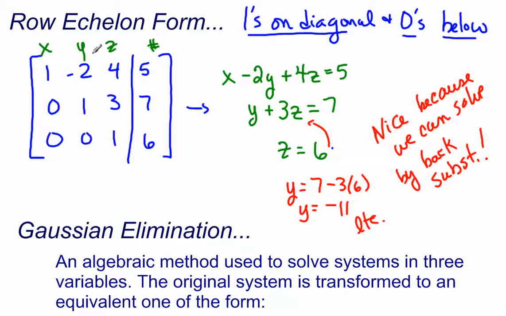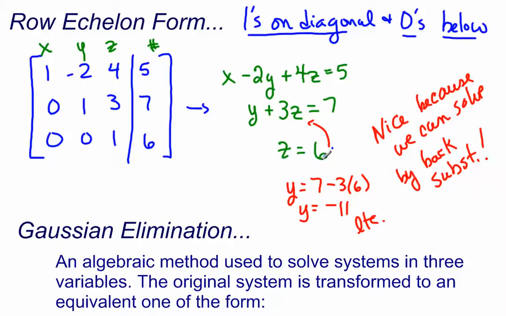And if this is x, y, z, this vertical line represents our equals and this is our number, this would translate into this set of equations right here. Okay, now x minus 2y plus 4z equals 5. I can't really do much with that. y plus 3z equals 7. Okay, that's nice. But this one says z equals 6.